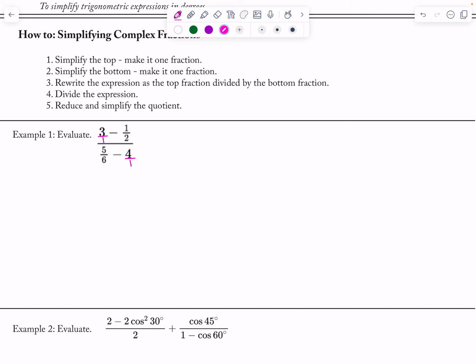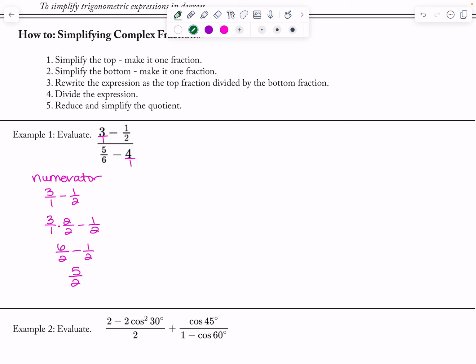First thing we do is we look at the numerator. Here's my 3 over 1 minus 1/2, and I want to find a common denominator. Well, I have 1 and 2, so my common denominator is actually 2. So I take my 3 over 1 and multiply by 2 over 2. My 1/2 just tags along for fun. So I get 6 over 2 minus 1/2, which is 5/2.